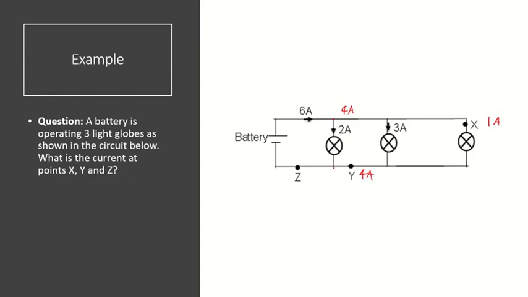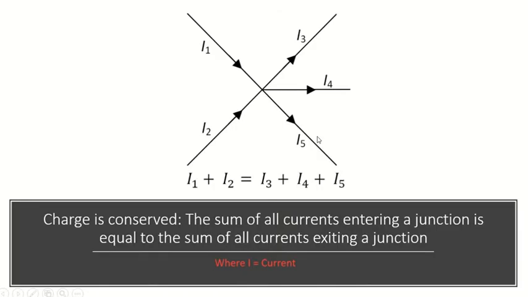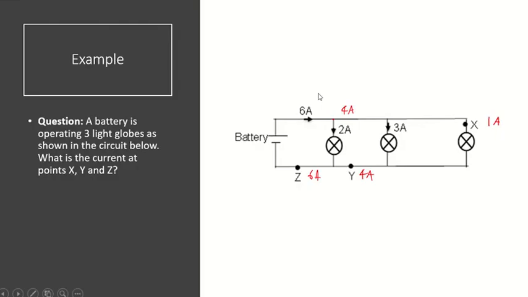When we reach this junction here, we have 2 amps flowing through here and 4 amps flowing through here. So at position Z, we're going to have 6 amps again. So all that current flowing through, it's conserved, and it's still 6 amps when it comes around. So that's the flow of current. The sum of all the currents entering a junction is going to be equal to the sum of all the currents exiting the junction.